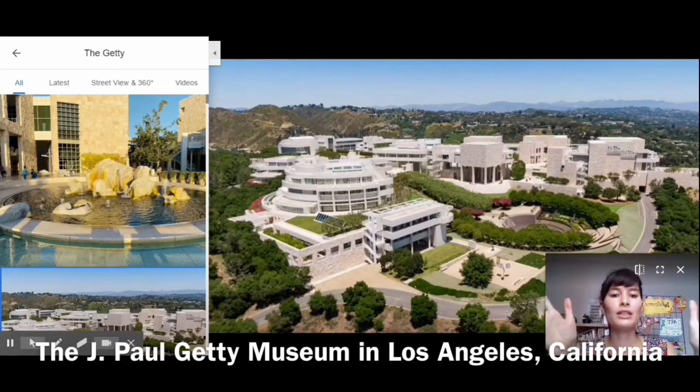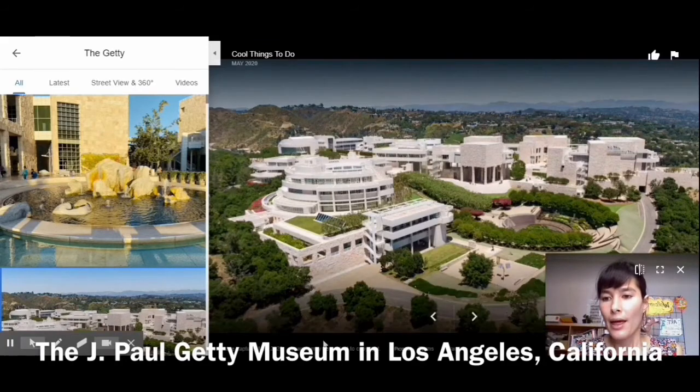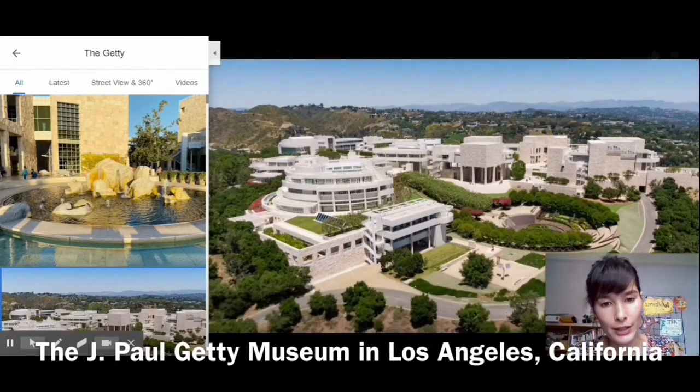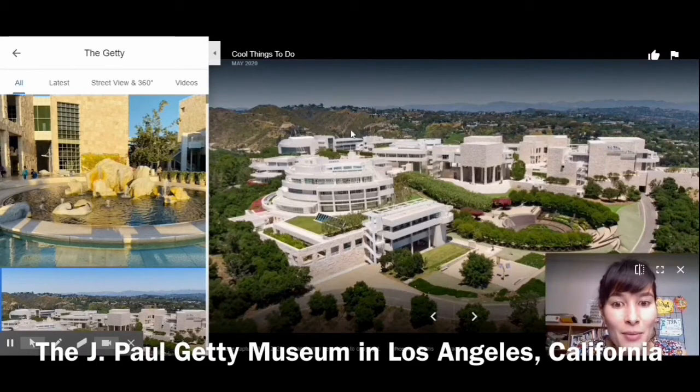There's many buildings. It's like a whole arrangement of several buildings. So I thought it'd be really important to give you guys some pictures of the actual buildings themselves before we go inside to look at the art. So the whole design of the museum is a work of art itself.